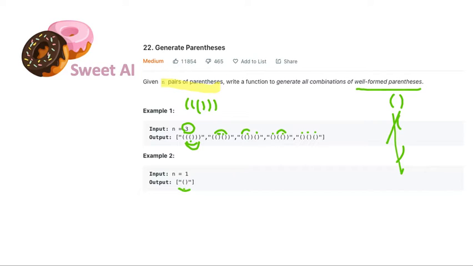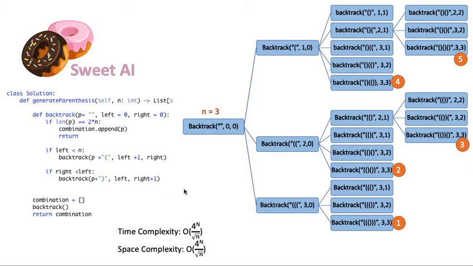Let's jump to the solution and see how we can solve this problem. So we are going to use a backtracking function for this problem. It's good to use backtracking for permutation or combination problems. And what we are going to do here is use an array to store all the combinations that we have, and this is what we are going to return at the end.